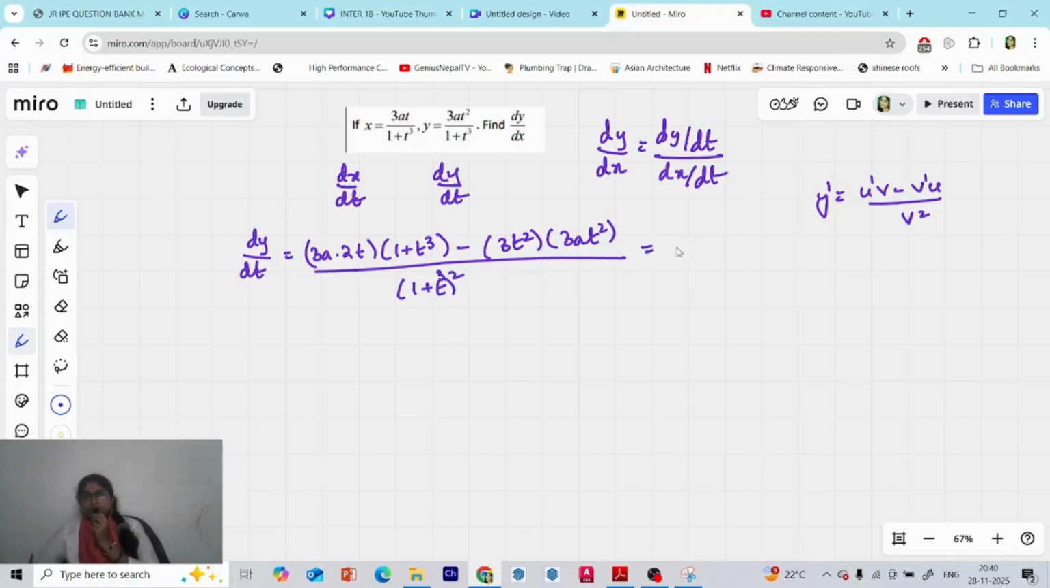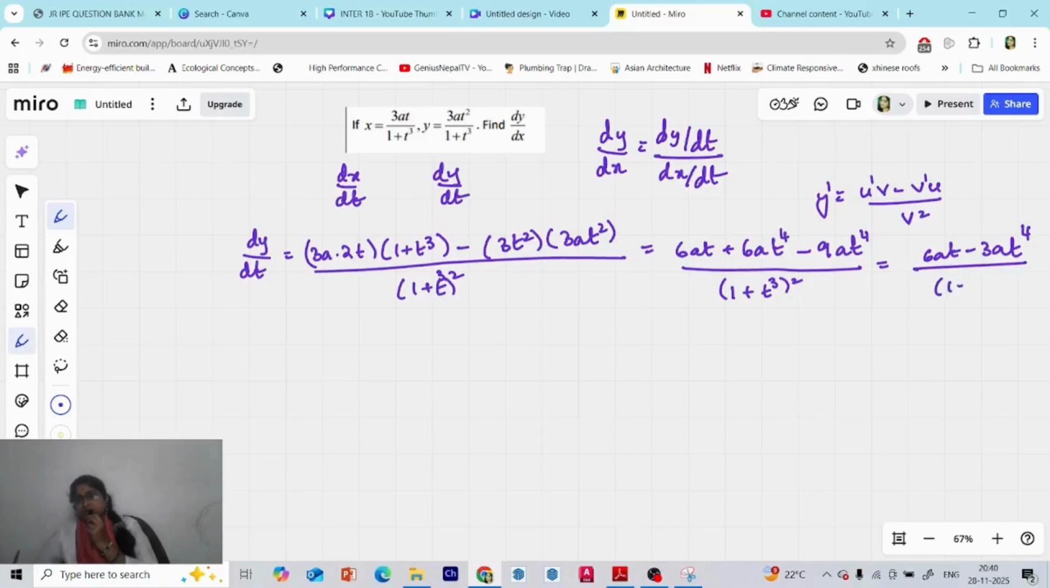Okay, so if we open the brackets, it's going to become 6at plus 6at power 4, minus 9at power 4, whole divided by 1 plus t cube whole square. This will become 6at minus 3at power 4 by 1 plus t cube whole square. And this I can further simplify as, if I take 3at common, it will become 2 minus t cube by 1 plus t cube whole square. This is dy by dt.